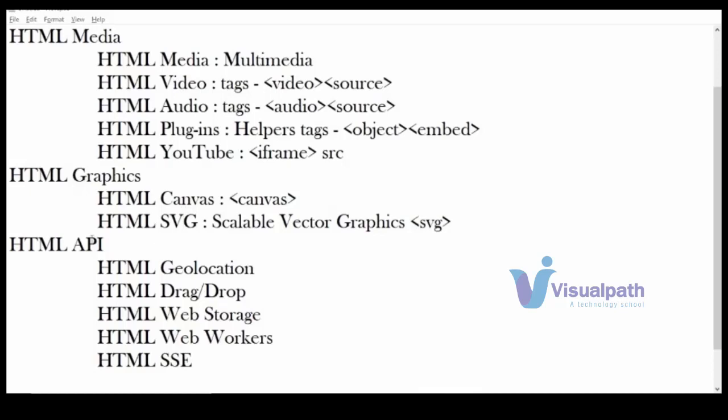Okay, now let's go to the next one, that is the HTML API. As I told you, HTML API is further divided into 5 things. So let's go one by one. First, let's go for geolocation.